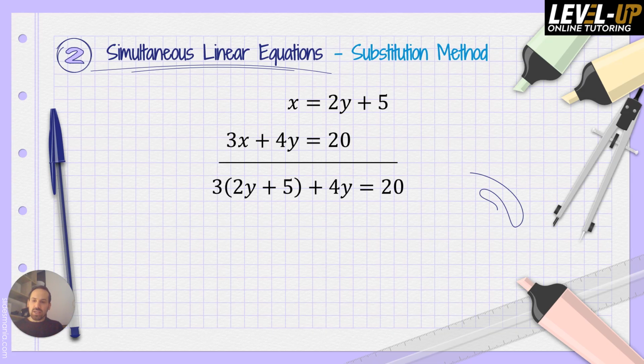So you see there, I've got 3 times 2y plus 5, and then add 4y equals 20. So you see, I've just taken that expression for x in terms of y and popped it in where the x was.